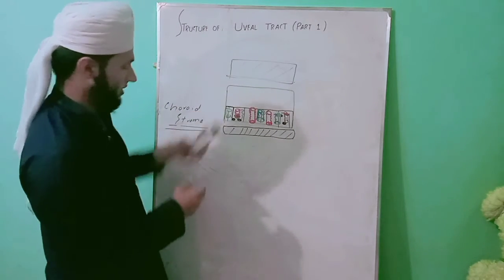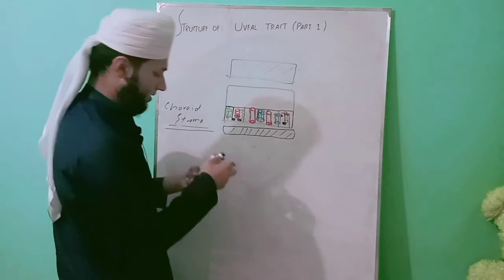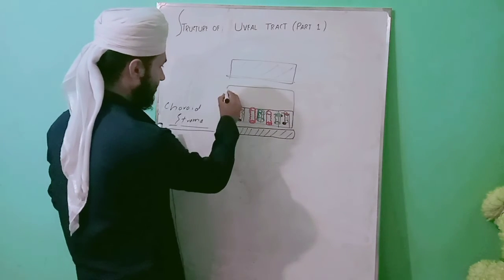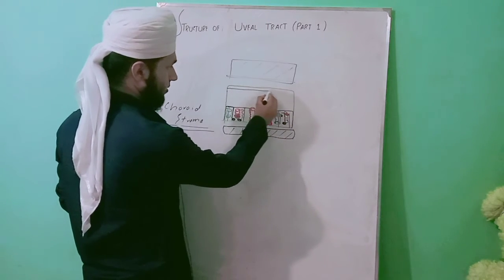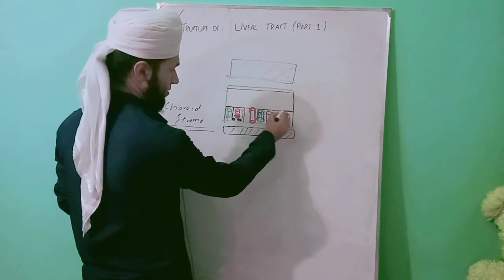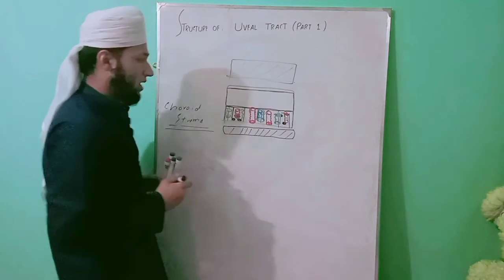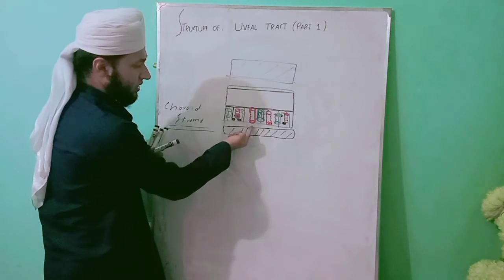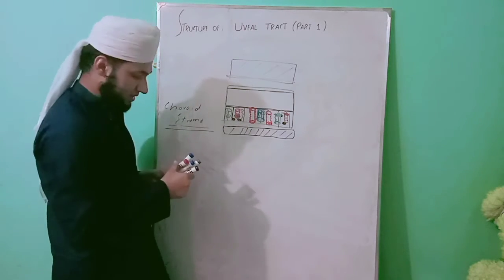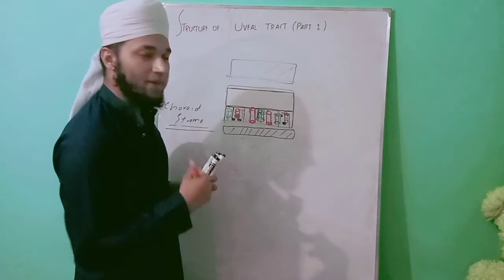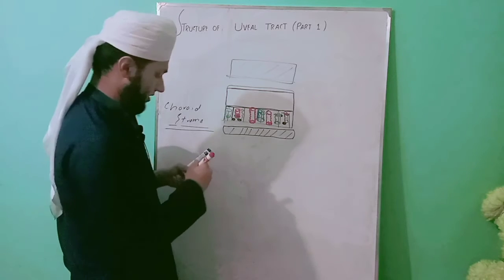Then we move to the next layer. As these choroidal arteries approach this layer, they give rise to capillaries of unusually large size.